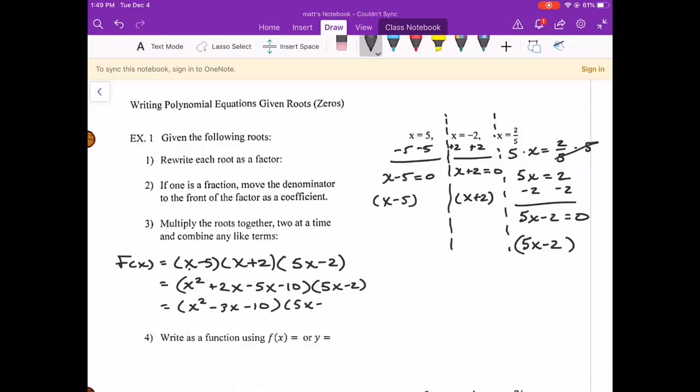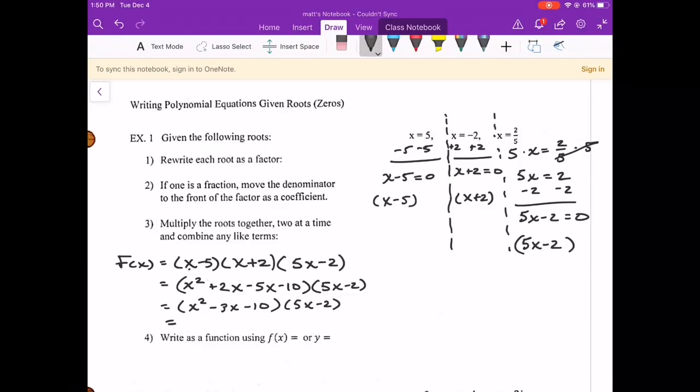And now I'm ready to multiply this final factor in. I'm going to distribute the 5x to all three terms, and I'm going to distribute the negative 2 to all three terms. So that's going to give me a 6-term polynomial, which then I'll look to combine like terms and put in standard form.